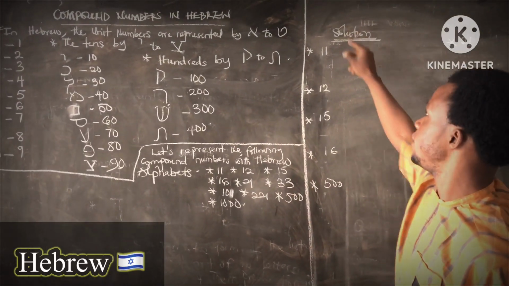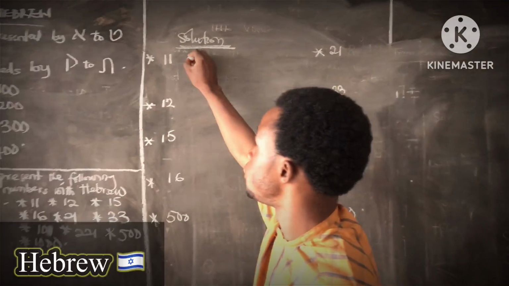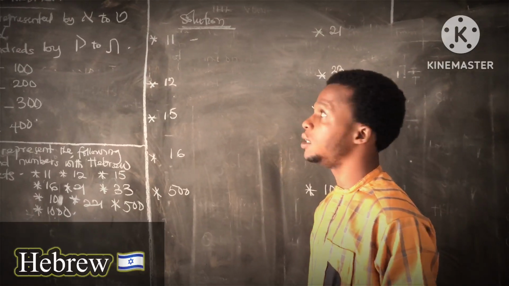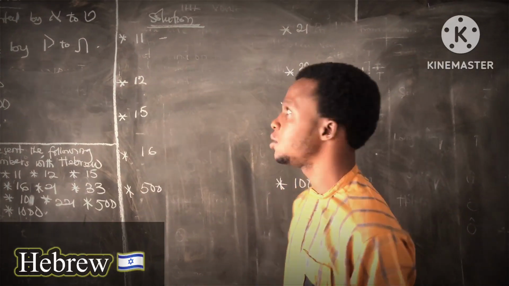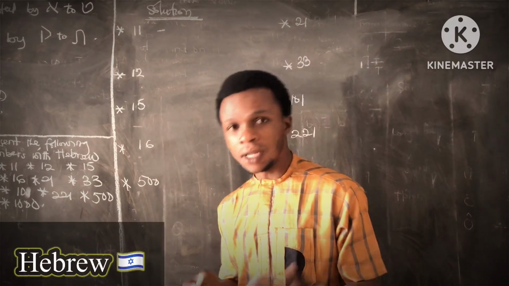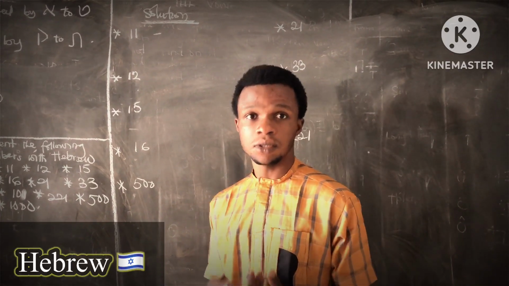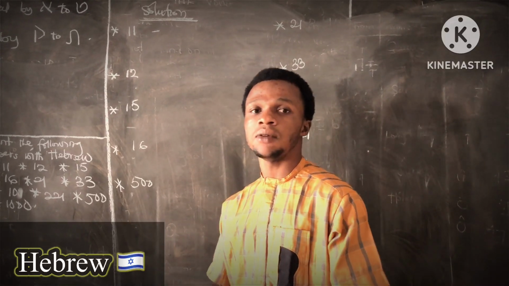So now we have it. Let's go to the solution. This is 11. Don't forget the main rule in Hebrew is that we start writing from right to left. So you cannot solve this 11 using the normal mathematical setting or way. Now there is this thing you have to follow.